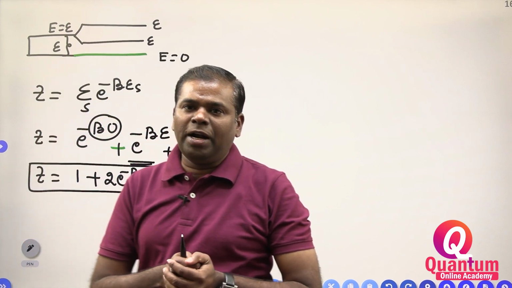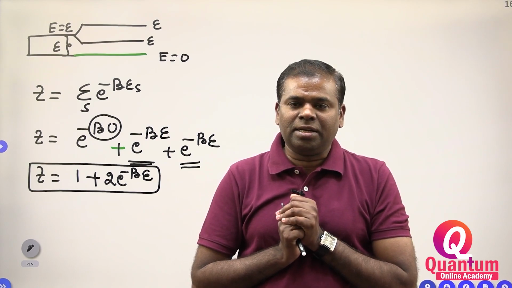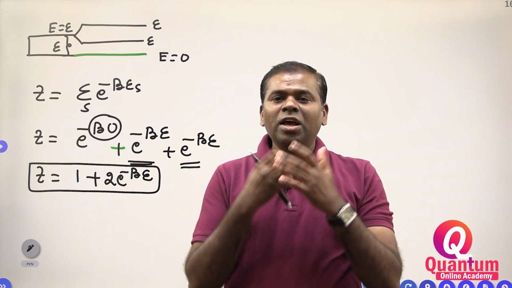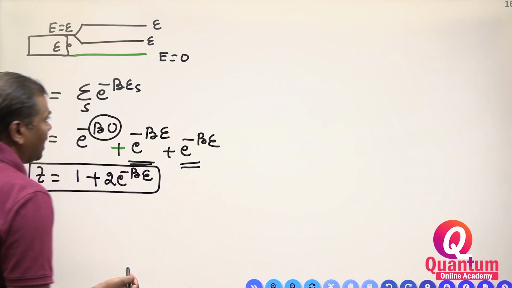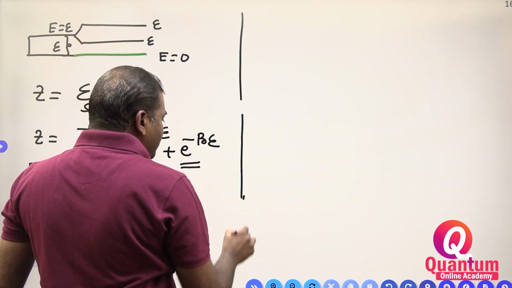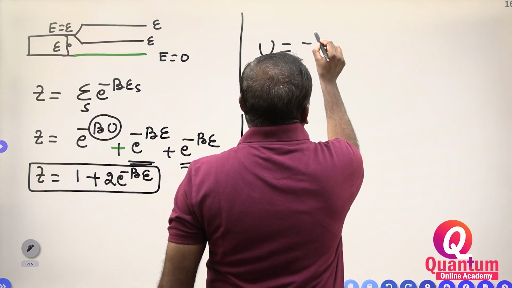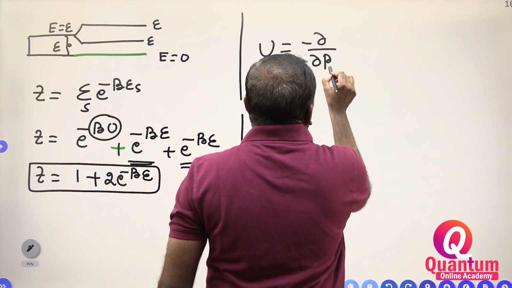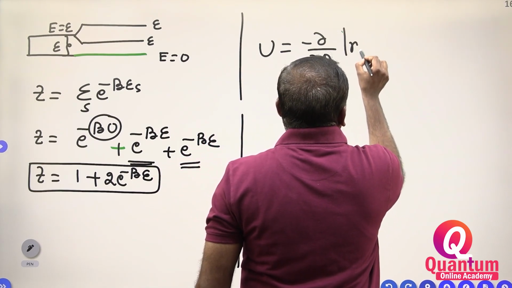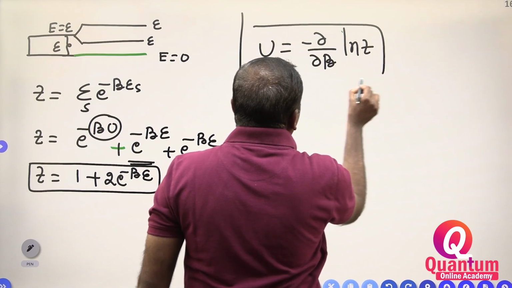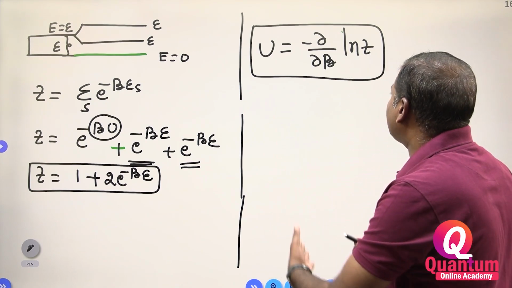First we calculated the partition function. But they are asking for the specific heat at low temperature. To find the specific heat, we have to calculate the internal energy. How do we calculate the internal energy? There is a principle for the internal energy: U is equal to minus dou by dou beta of ln Z. This is the principle of internal energy.